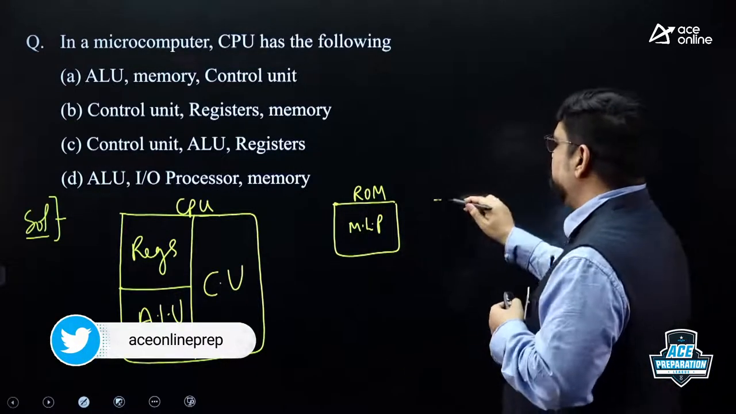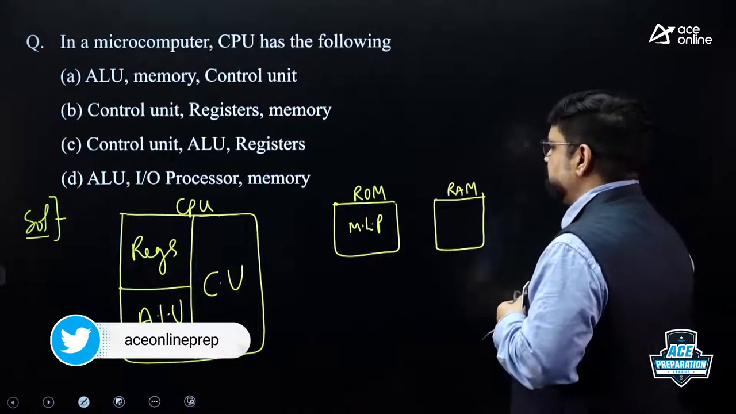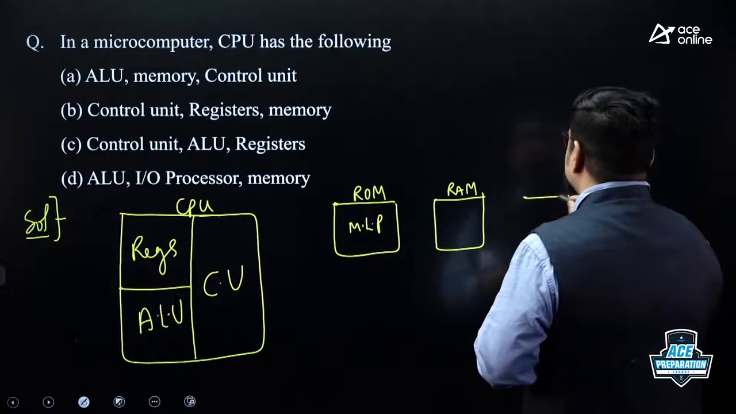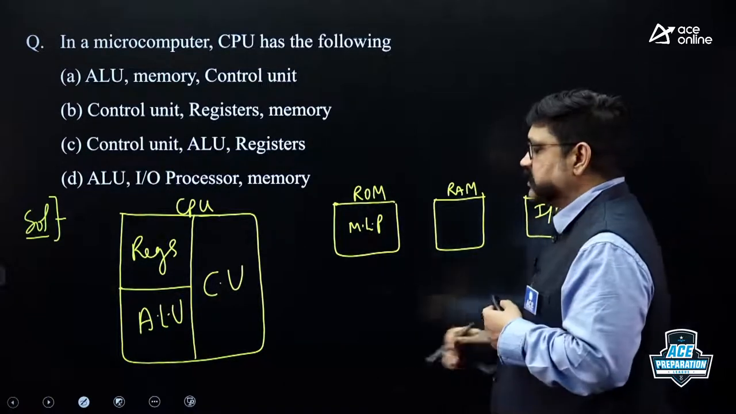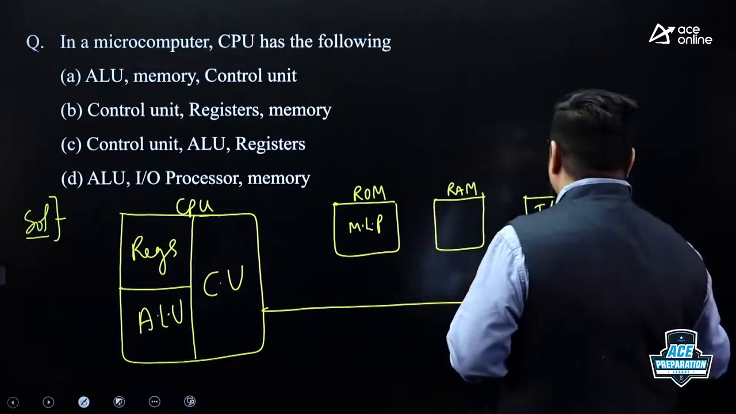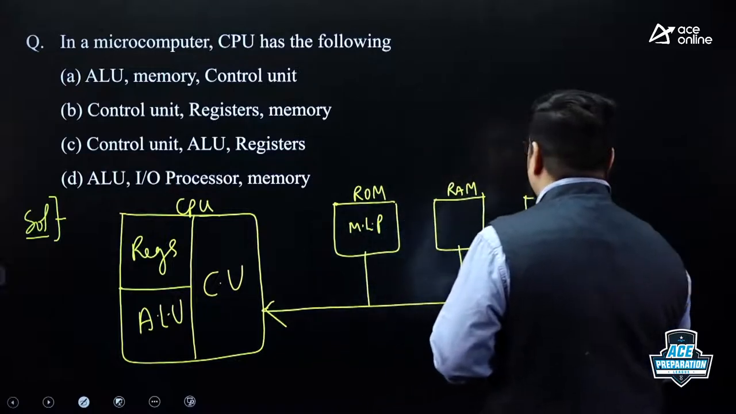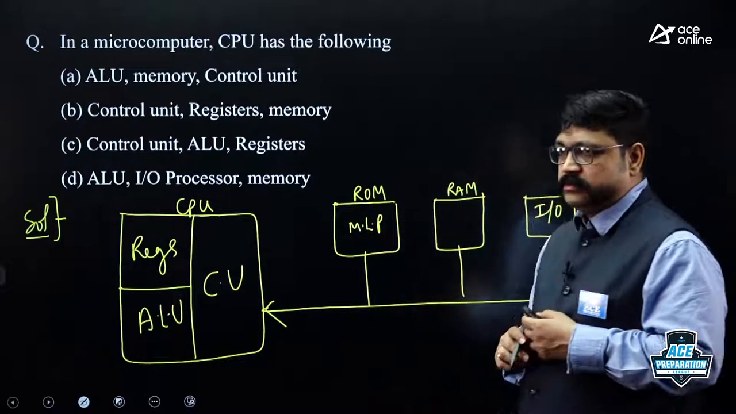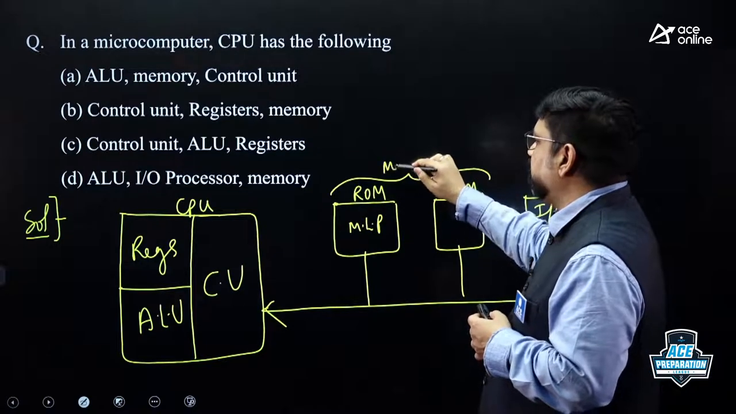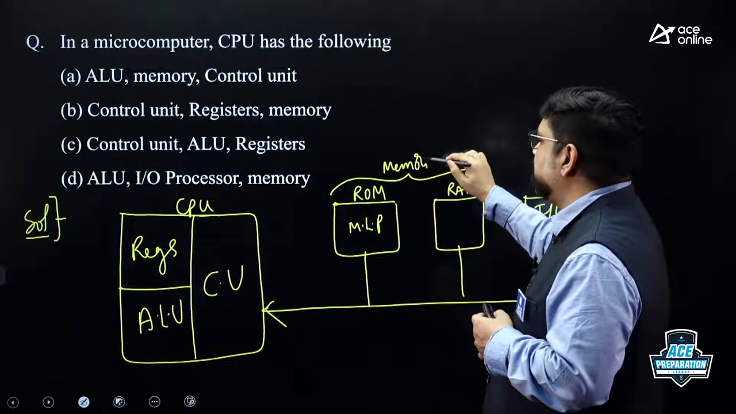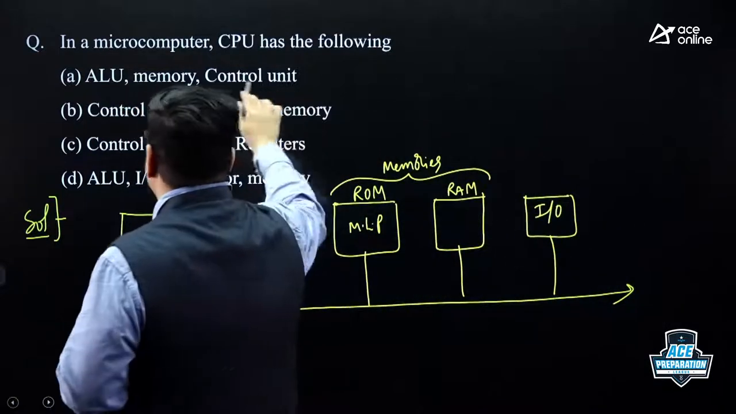And also one more memory you will connect here. Briefly, I'm explaining to answer this question. That is RAM, which is meant for storing data. And also, according to requirement, you are going to connect the I/O devices. All these, program memory, data memory, and I/O devices, are all interfaced to the microprocessor through the system bus. So my point is, memories are outside the microprocessor. There is no memory inside the microprocessor. So whichever option has memory is wrong.